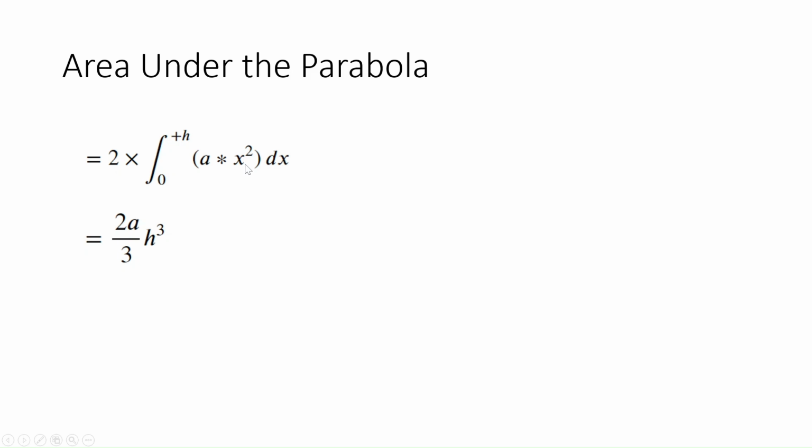The integral of ax squared is ax cubed divided by 3. Then we substitute h in it, so what we get is 2ah cubed divided by 3, and 0 gives nothing here.